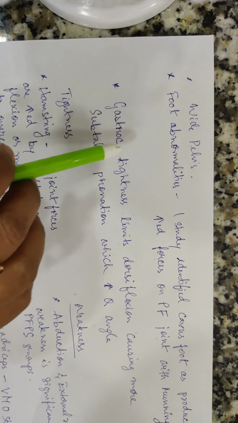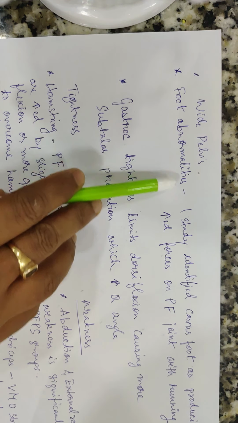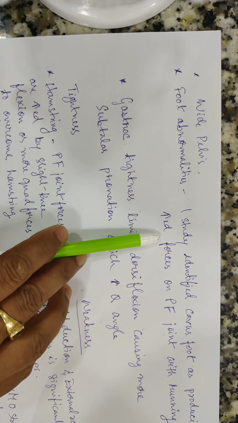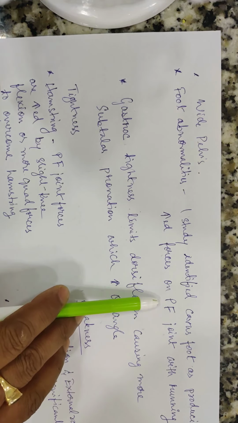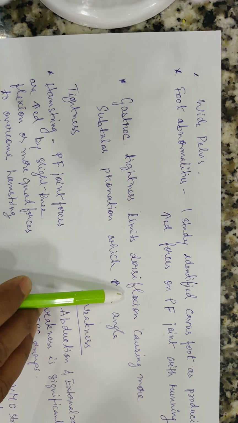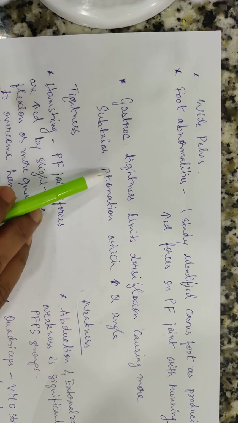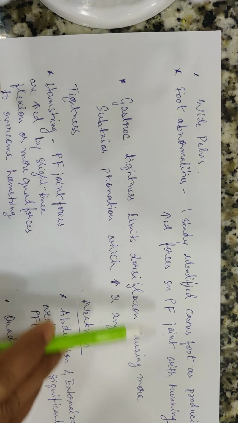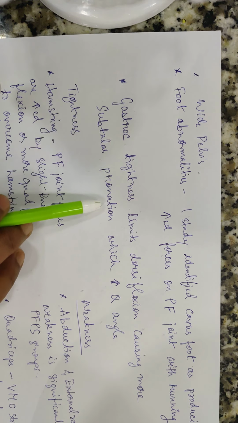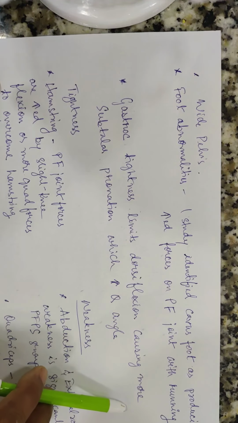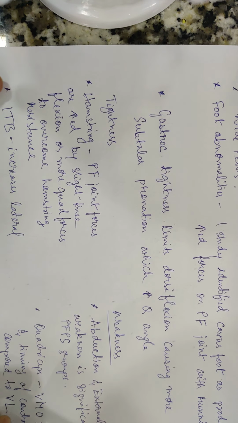So, wide pelvis, foot abnormalities. A study identified that cavus foot produces increased forces on the patellofemoral joint with running. Gastrocnemius tightness limits dorsiflexion. If the calf muscle, the gastrocnemius, is tight, you cannot go for dorsiflexion. That will cause more subtalar pronation, which in turn will increase the Q angle, and that will again tend the patella to go out of the track.